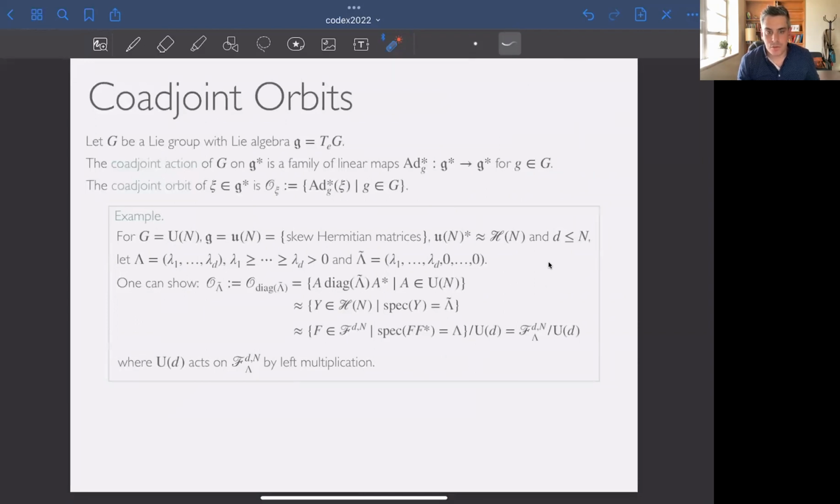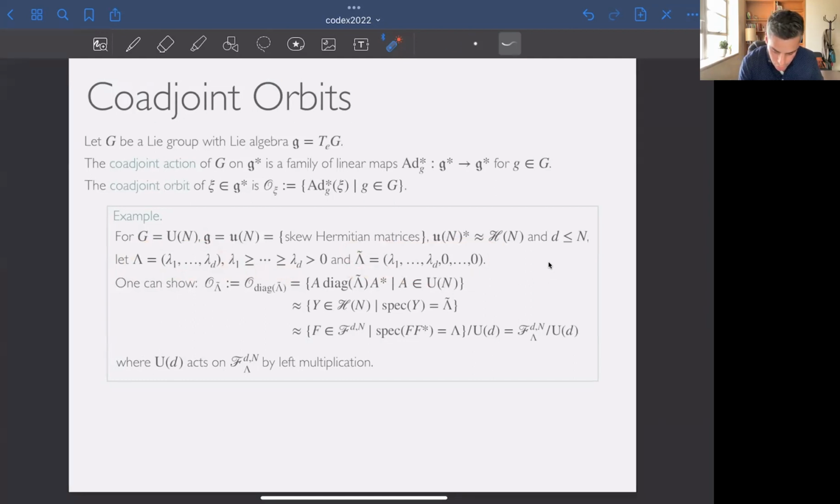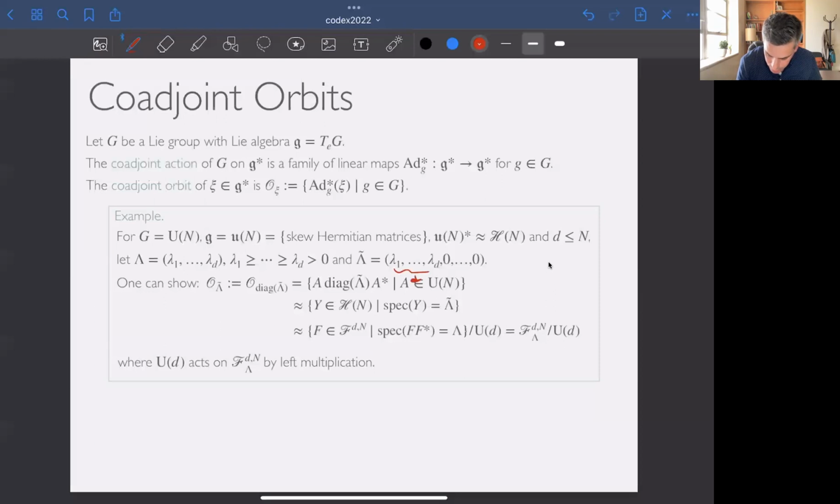Okay, so here's an important example. Going back to the unitary case, my group is unitaries, my Lie algebra is skew-Hermitian matrices, and I'm identifying the dual of the Lie algebra with Hermitians. Let's assume that D is less than N. Given a spectrum lambda, written in decreasing order and all strictly positive, first I'm going to pad that out. Here I had D things, I want N things overall, so I have N minus D zeros padded. So I can think of this as something in R to the N.